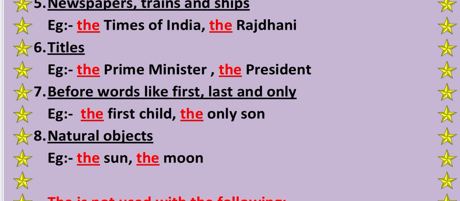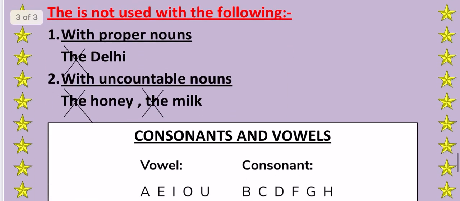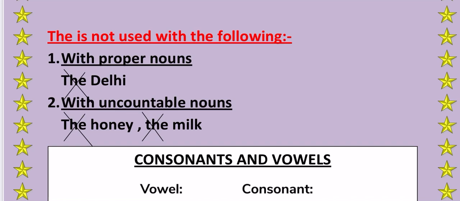One thing you should remember is the is not used in these two cases. First thing, whenever we say Delhi, Mumbai, Kochi, we never use the, or with any proper noun. I cannot say the Divyansh. This is wrong. I cannot say the Astha. I am going to say Astha, Divyansh, Aditri, Delhi, Mumbai, like this. I am not going to use the before them.